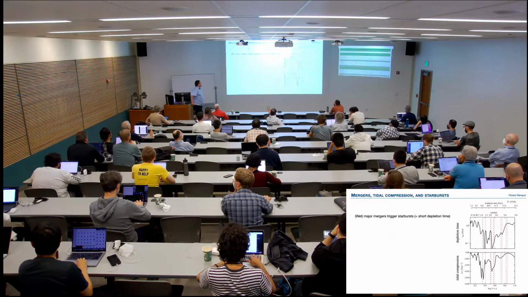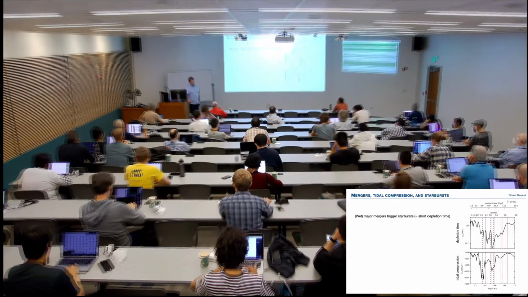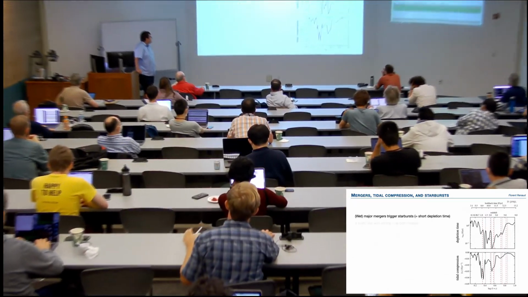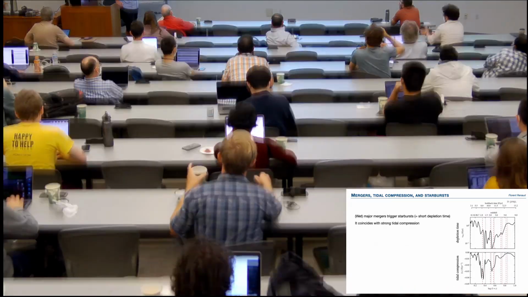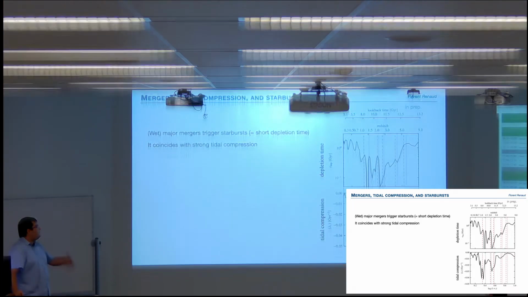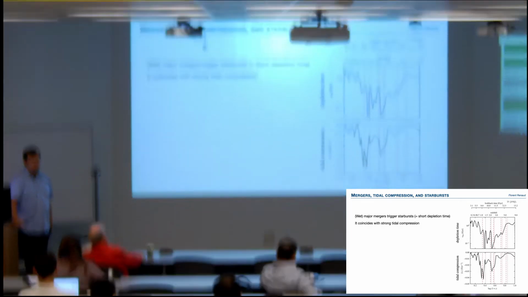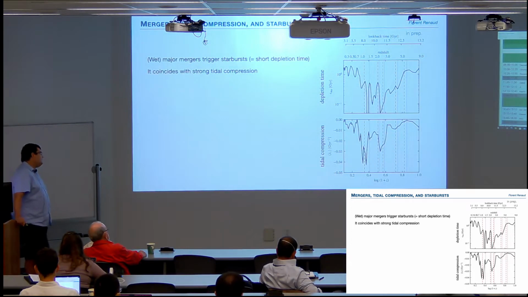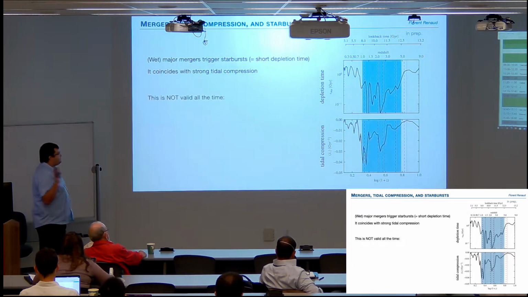Major mergers, indicated here in this plot, trigger starbursts, which means short depletion times. And it seems to coincide with strong tidal compression. So we have this causal effect that we knew existed in an isolated setup, in an isolated galaxy. It's still true in cosmology and also through cosmic times. Not valid all the time.